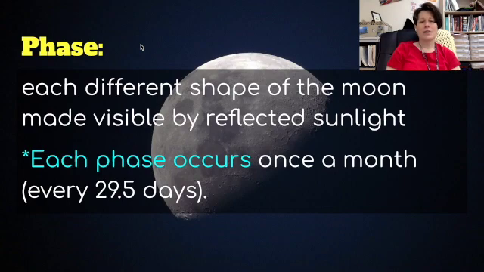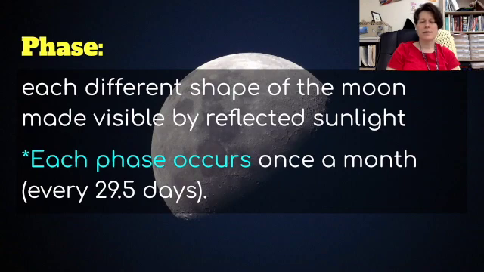Now, let's talk about the phases. The phases are each different shape of the moon made visible by reflected sunlight. Remember, the moon does not produce its own light, it reflects the sun's light. And each phase occurs once a month, every 29 and a half days.